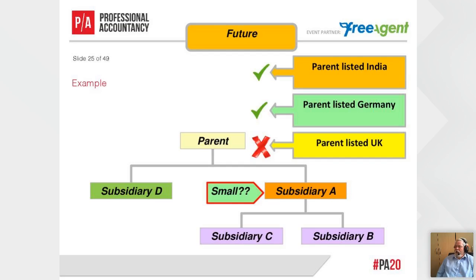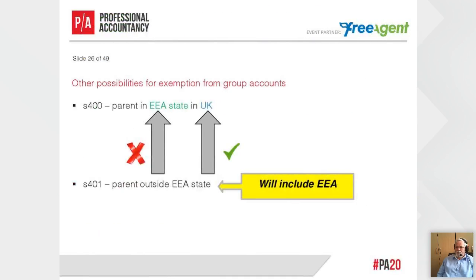However, in terms of trying to work out what the impact of this would be, bear in mind what I said earlier. Even if you did not get the exemption as a small parent, there's a very good possibility that the exemptions under 400 or 401 would equally apply. So effectively, it doesn't mean it's going to be potentially that larger impact.